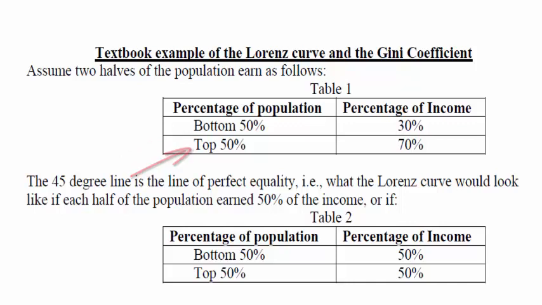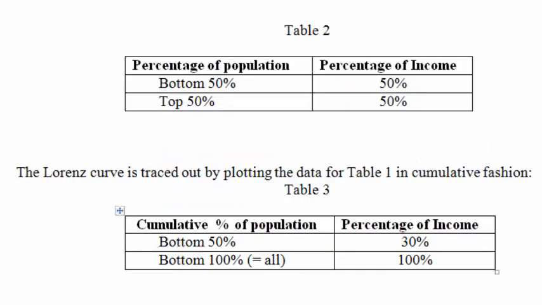When we accumulate, we would say that the bottom 50% has 30% of the income. The entire population has 100% of the income. So you see the difference between the 30 and the 100 is the 70% of the income going to the top group. Table 2 makes the assumption that each group has half of the income, and when we trace out the line that passes through what each group has, when you accumulate it, you would have the bottom 50% with 50% of the income, and the bottom 100% or all with 100% of the income.